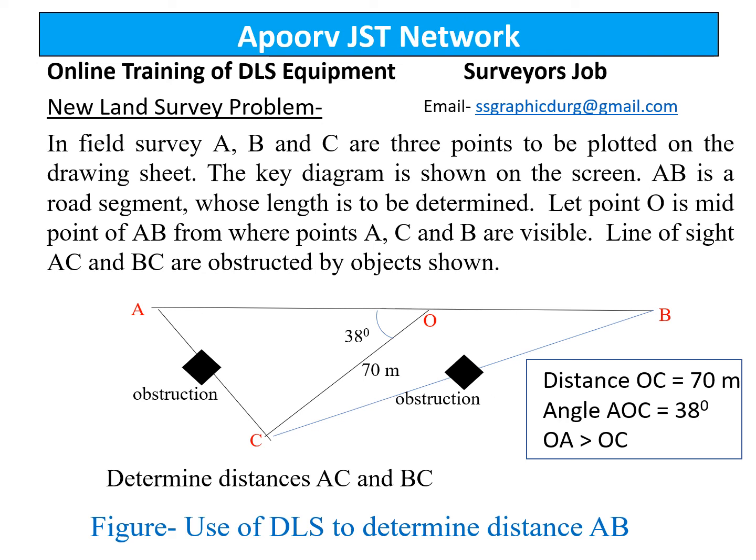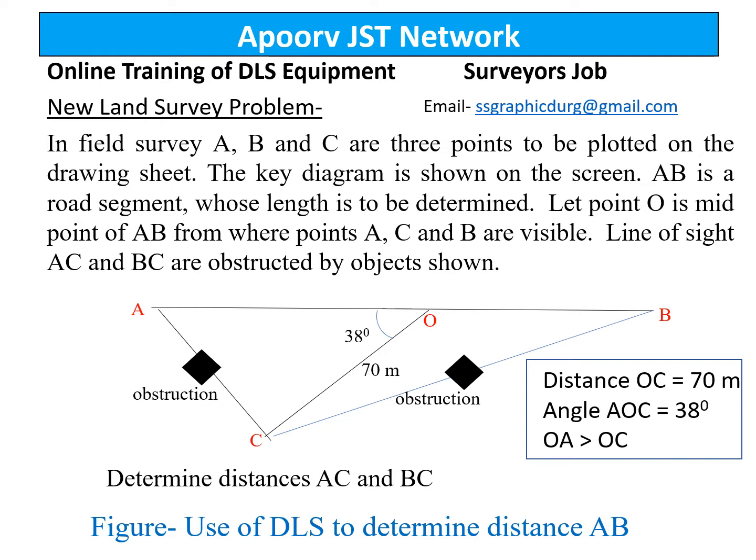Land surveyors' jobs. New land survey problem. In field survey, A, B and C are 3 points to be plotted on the drawing sheet. The key diagram is shown on the screen. AB is a road segment, whose length is to be determined.